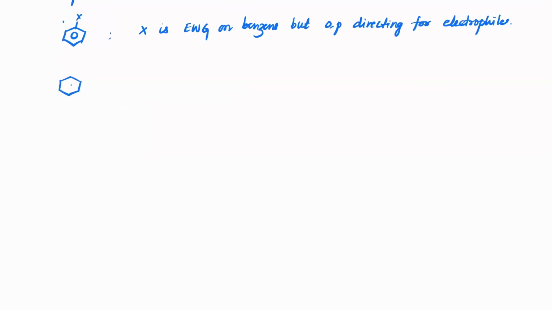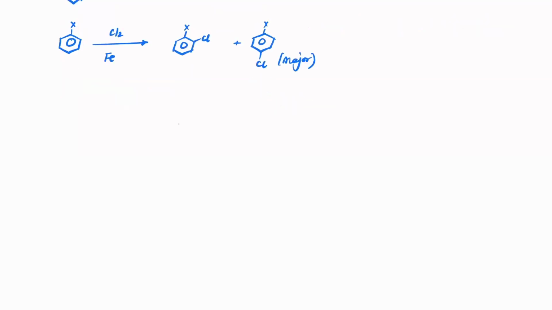So if you have X here, and you react with Cl2 in the presence of Fe, in that case you will get two products, X with Cl here and X with Cl here. Generally, para is always major in these cases. Para is always major in this case. So see the next reaction.